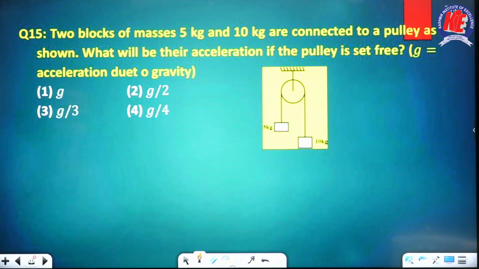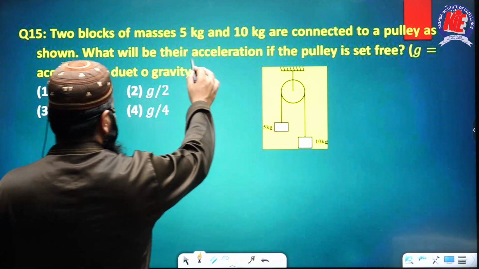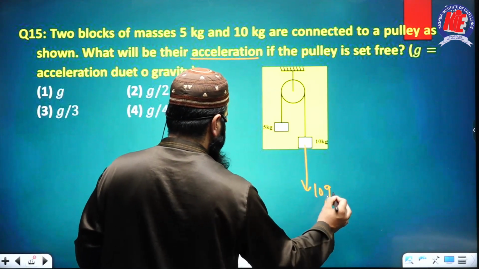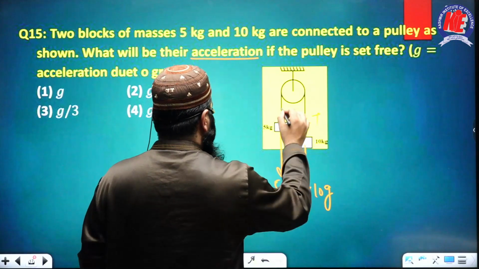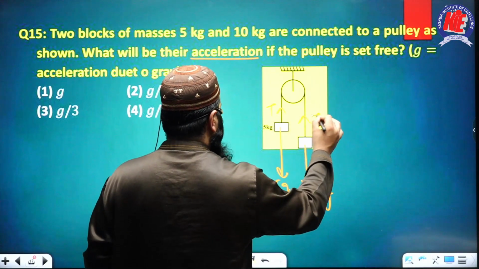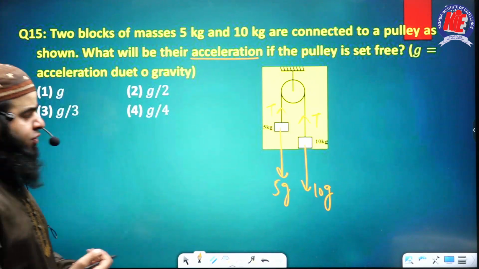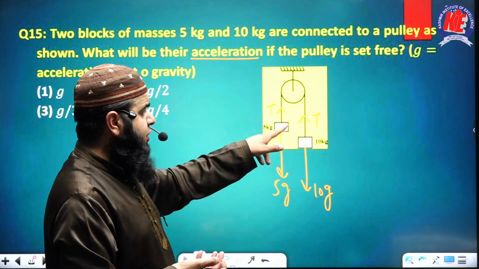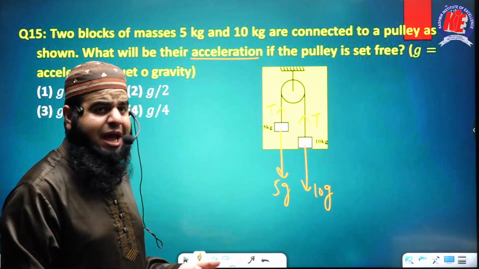Next one. Typically upward smashing you have, the target is acceleration. So this one will be 10g and this one will be 5g. This is tension T, tension T. Now the expected or common approach is, you'll write down Newton's second law for this one, you'll get the linear equation, and Newton's second law for this one, you'll get the linear equation. That is one of the good ways and the perfect way.